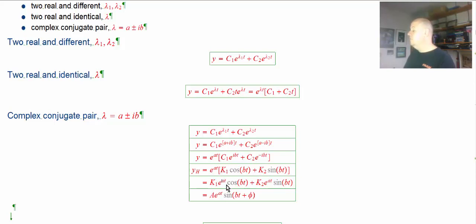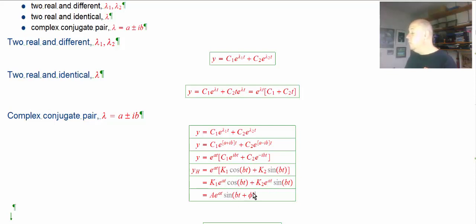The line from here to here is just me redistributing that e to the at over this plus sign. So I could think of this as one little solution and another little solution. So my answer is a linear combination of little solutions. The little solutions, y1 is e to the at cos bt, and y2 is e to the at sine bt. We also saw in that other video that I can write a linear combination of cos and sine as a single shifted sinusoidal function. So I can write the answer as any one of these three forms.